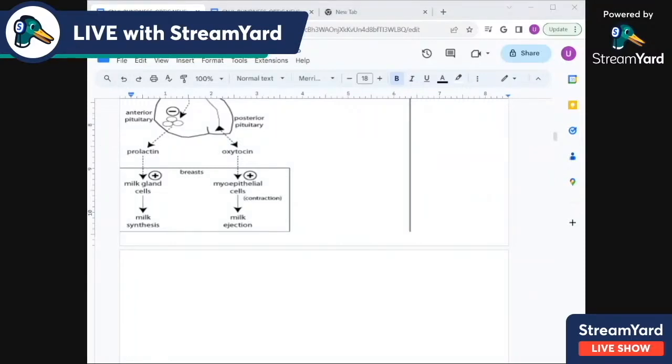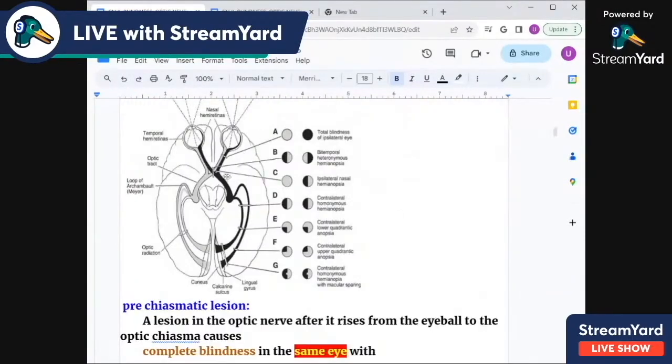Now let's go back to the optic tract. So what type of fiber? This optic tract starts after the optic chiasma and ends in the lateral geniculate body. The lateral geniculate body is a part of the thalamus, and the fibers here are, in the right optic tract, the temporal fibers representing the nasal visual field, and the nasal fibers of the left eye, which represent the temporal visual field of the left eye.